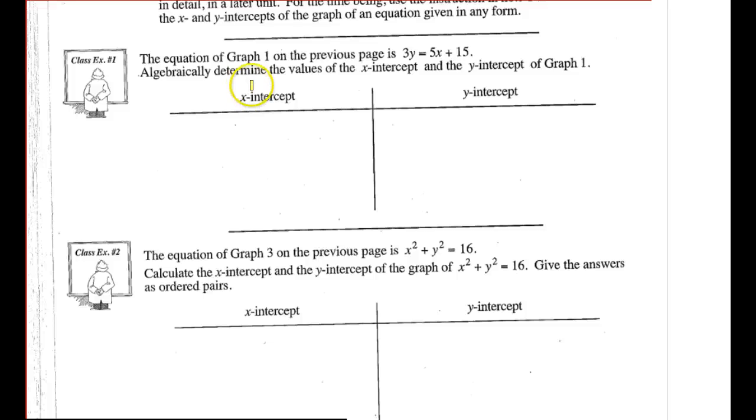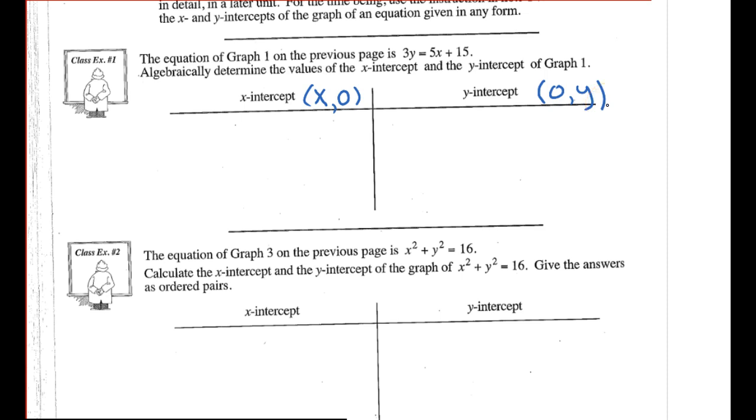In equation of graph number 1, on the previous page, which was 3y equals 5x plus 15, algebraically determine the values of the x-intercept and the y-intercept. The most important thing you have to remember is that for all x-intercepts, the y-coordinate is always going to be 0. So it's going to be some x value, comma 0, because the x-intercepts go through the x-axis. And for the y-intercept, the x-coordinate is always 0, and then some y-coordinate, depending on the equation.